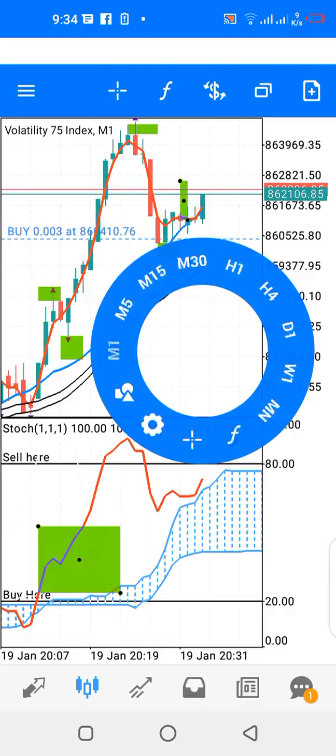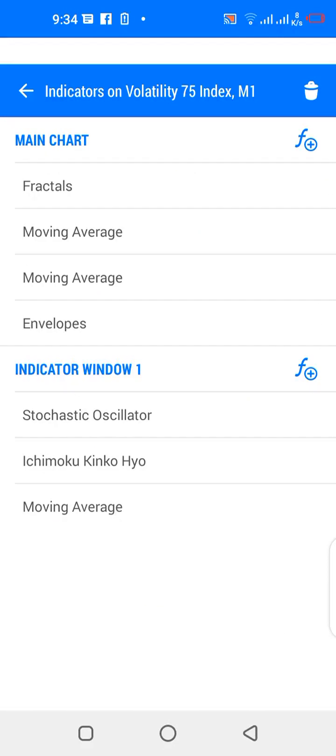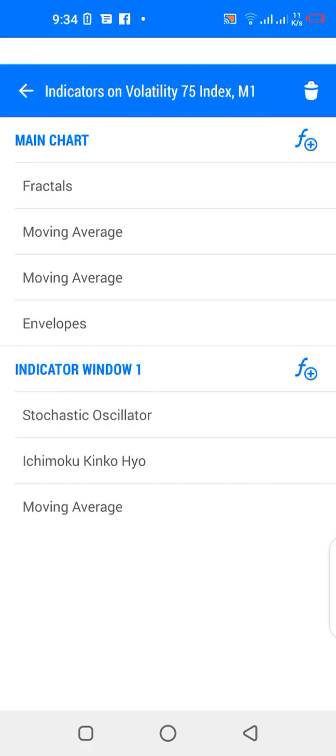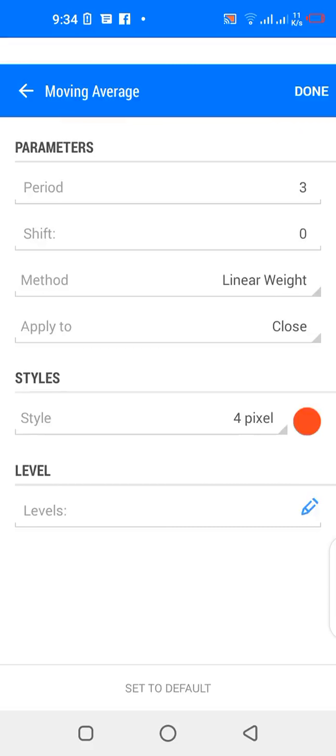Let's continue with the settings. You have a moving average, 20 period. Method is simple. Apply to close, and the color is blue. All right. Still on the main chart, we have a 3 period moving average. Method is linear weighted. Apply to close, color is red.